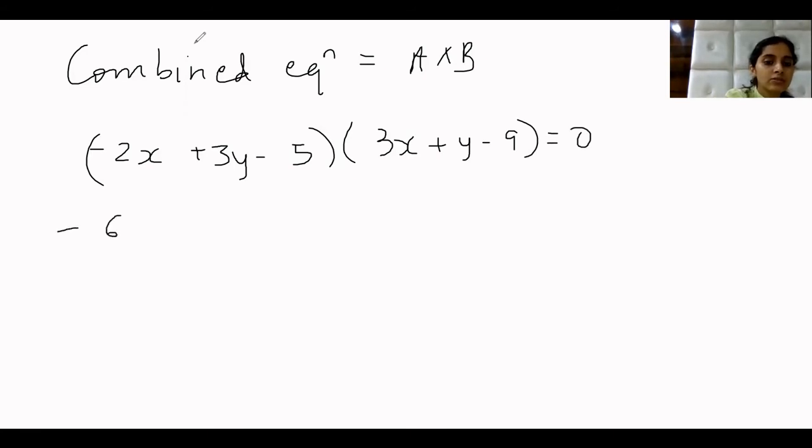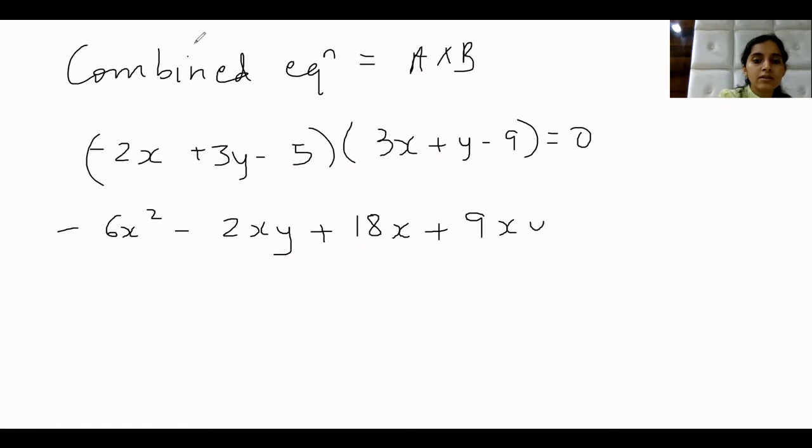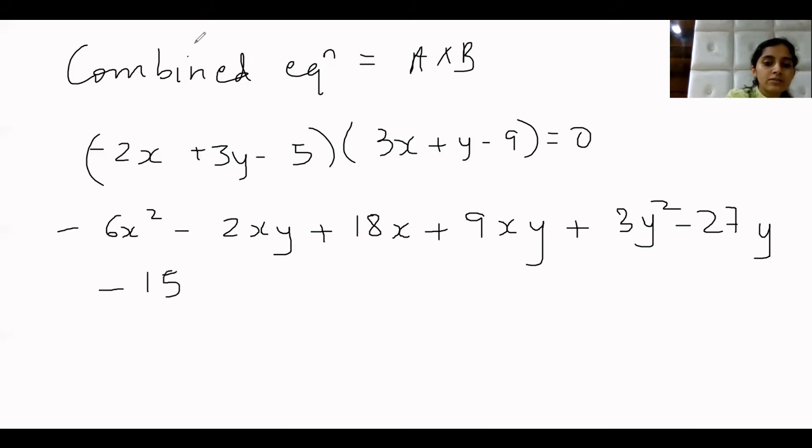So we'll have minus 6x square, minus 2xy, plus 2 9s are 18x, plus 9xy, minus 3y square, minus 27y, minus 15x, minus 5y plus 45 equal to 0.